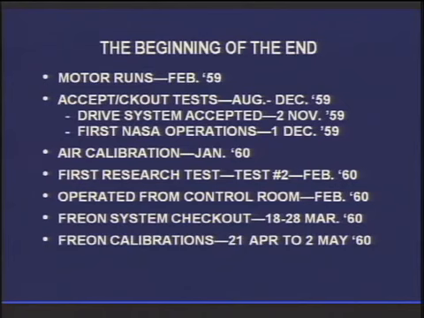And the first research test, which was test number 2, the air calibration test was test number 1, was in February 1960, and this was the first time a flutter point was obtained in the tunnel. Also, it was the first time the tunnel was operated from the control room. Heretofore, the electrician had operated the tunnel in the electrical control room and communicated back and forth to the test personnel in the control room.